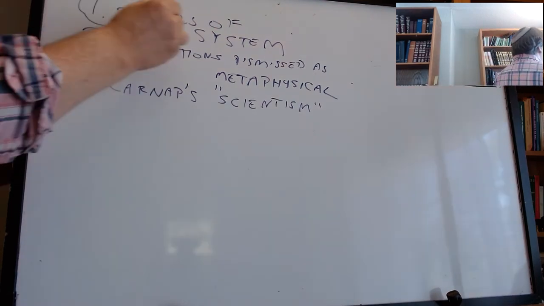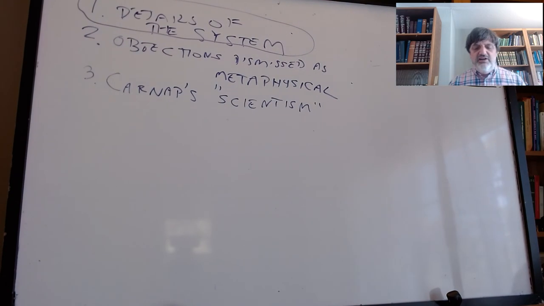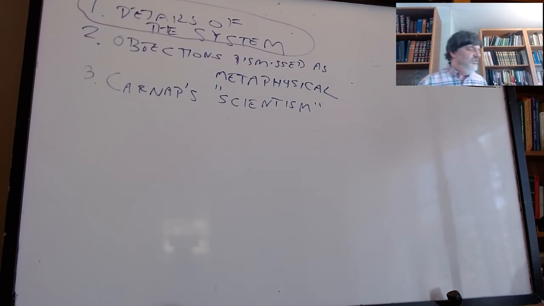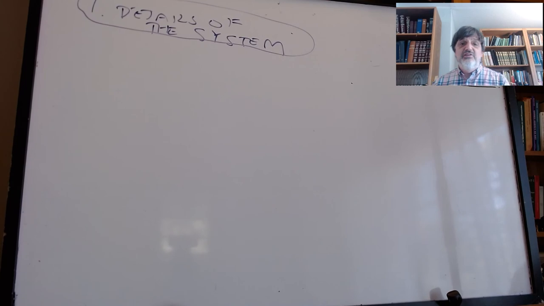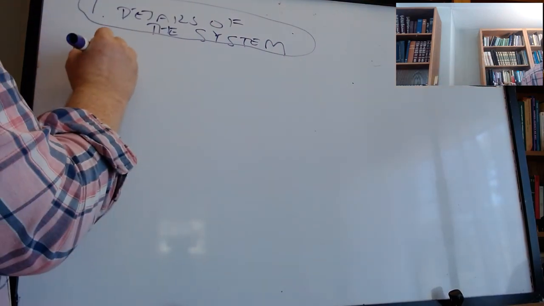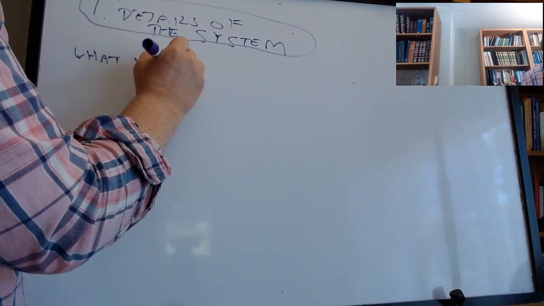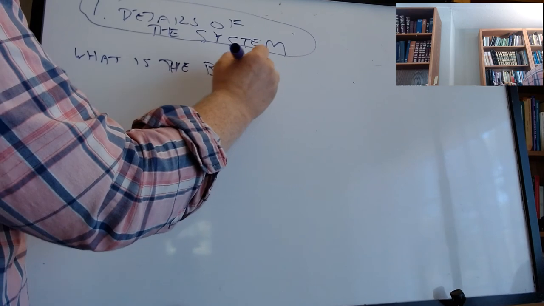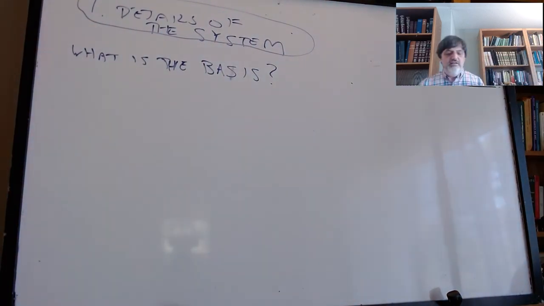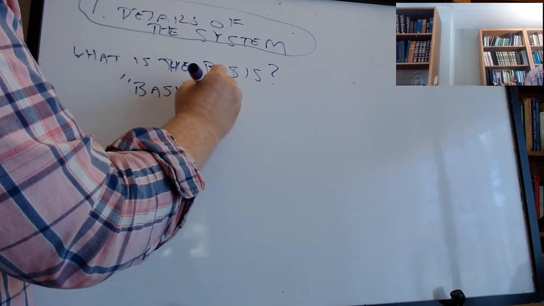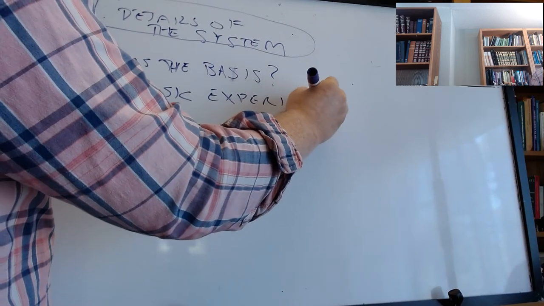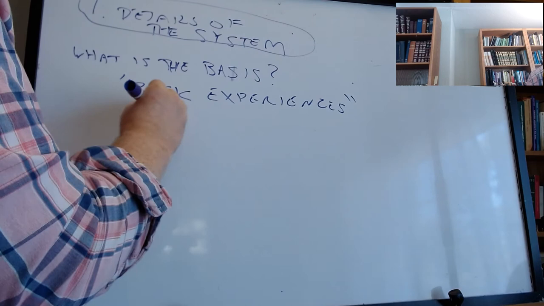So I'm going to get into this issue here, like what actually happens in the system, and what happens in the part of the reading I assigned. Of course, I assigned that part of the reading because I think those are the most important things that happen for the purpose of the course. So the first thing is, what is the basis? And the answer is that it's what Carnap calls, in English, basic experiences.